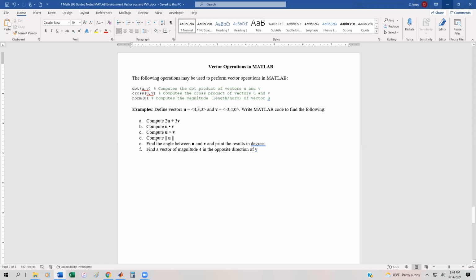All right, so let's say, for an example, we have a vector U as 4, 3, 3 and a vector V as -3, 4, 0. And we want to write some MATLAB code to compute 2U plus 3V and to find the dot, the cross, and the magnitude. So that's going to be these three. And then we're going to do a little bit more intrinsic operations, where we find the angle between the two vectors, and we're going to need a formula for that. And then finally, we're going to find the vector of magnitude 4 in the opposite direction of V. All right, so let's just start with these first four, and then we can move on.